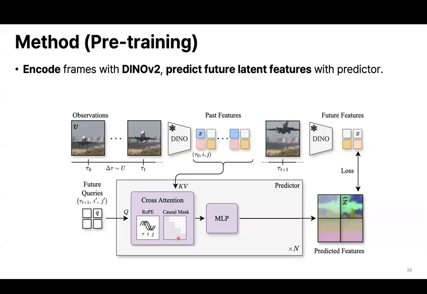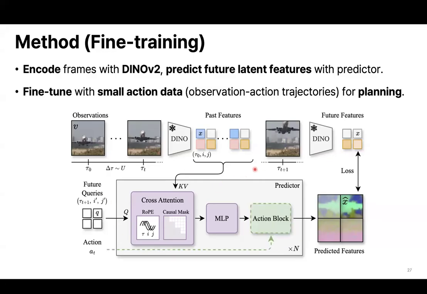I'll skip too much detail on this. And in the fine-tuning stage, they add a small amount of action data in the form of observation and action pairs. The predictor is extended with an action block, a simple action block, so the future features can be predicted conditioned on both past observations and actions. This enables the model to perform planning and control tasks.